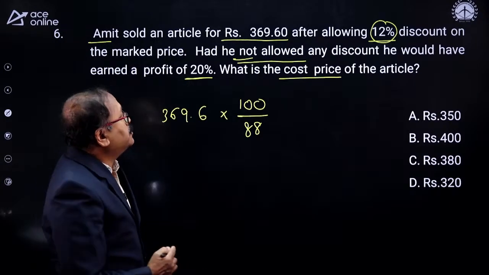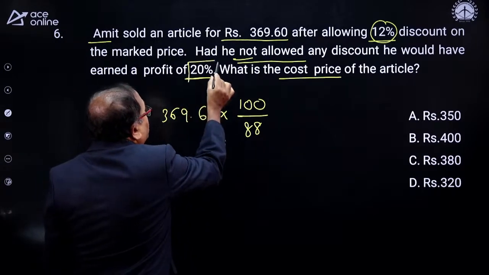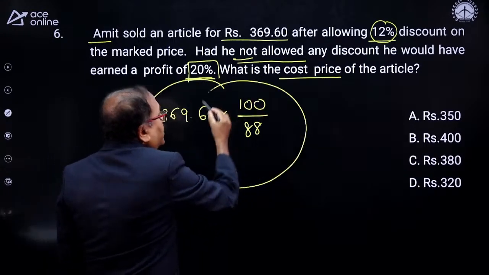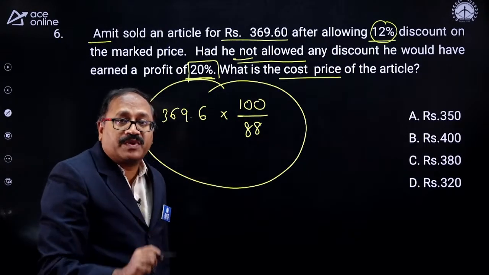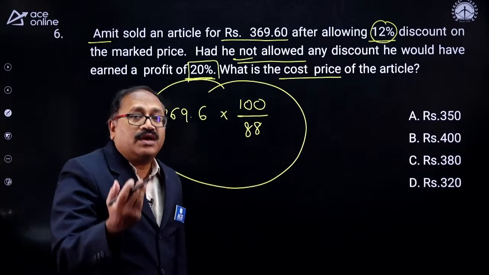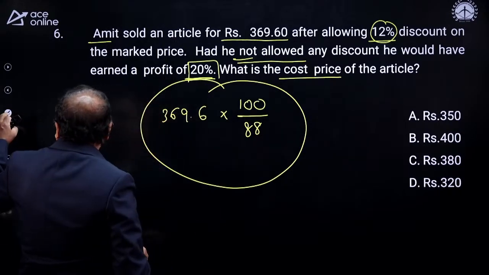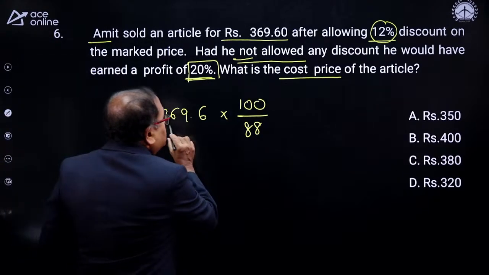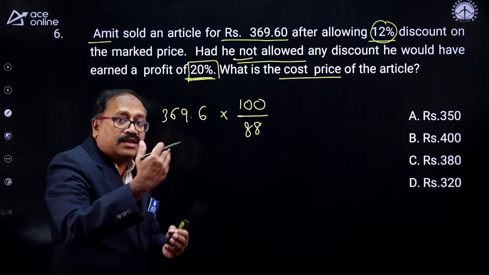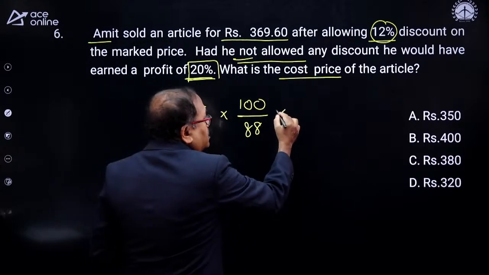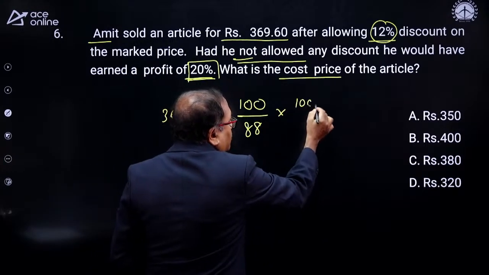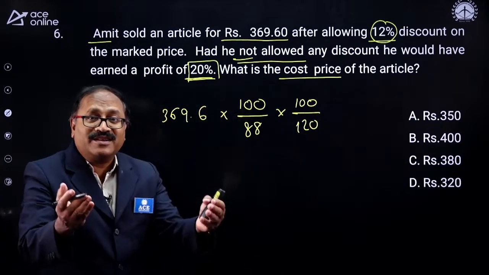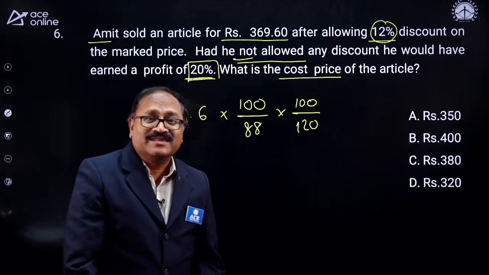And if you sell it at this price, you are getting a profit of 20%. That means this part is 120% of the cost price. So how do I get the cost price? Let's find it out, the cost price over here. I notice that this is 120%. I need 100%, so write this down as 100 by 120. You are directly getting the cost price, my friends.